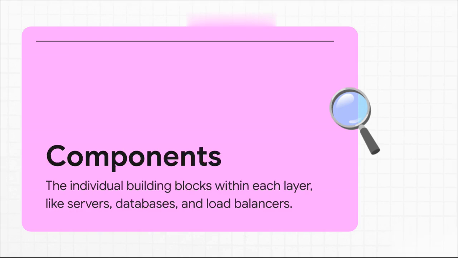Next up, components. So if layers are the floors of our building, then components are all the furniture and equipment on each floor. These are the individual icons you see on the diagram. The servers, the databases, the load balancers, they're basically the nouns of our new language. They're the specific tools that do a specific job.